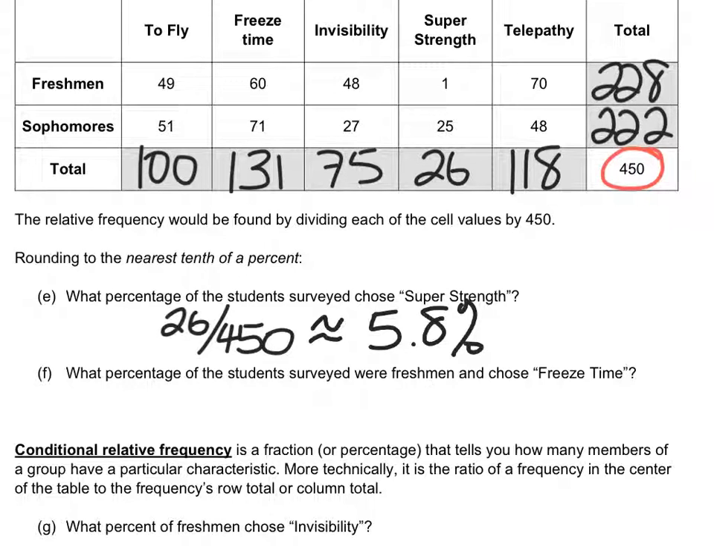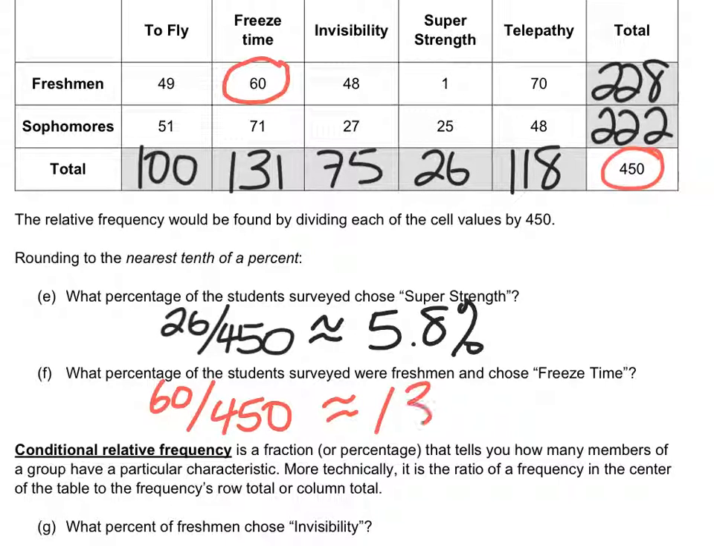All right. What percent of the students surveyed were freshmen and chose freeze time? So you're getting a little bit more specific. I'm looking for a joint value, not a marginal value. The first one was referencing a marginal value. The second one is looking for a joint value, but it's still a relative frequency. All right, so 60 out of 450. So we're looking at about 13.3%.